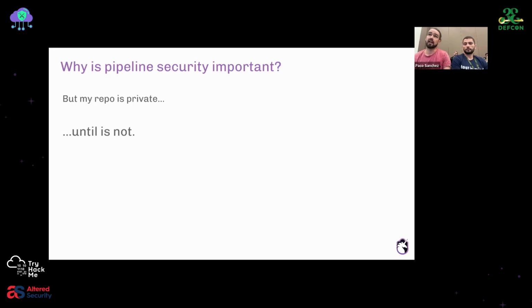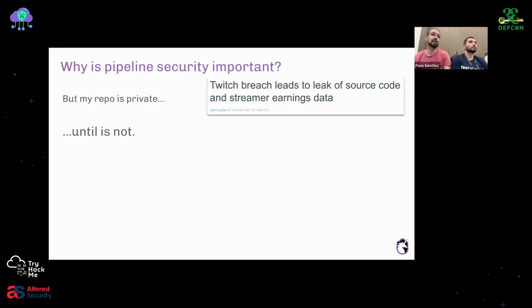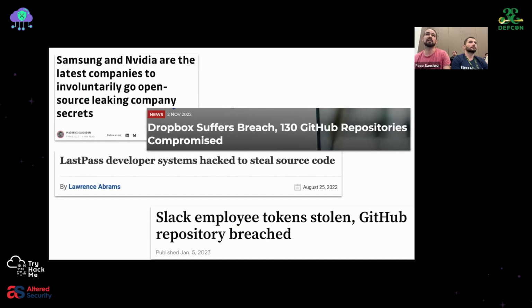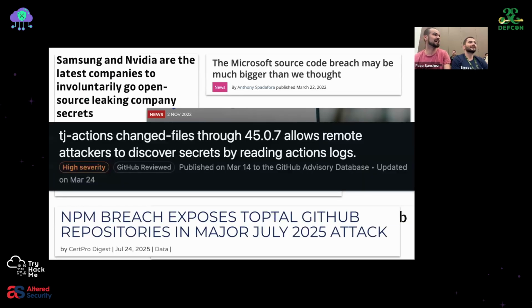Also, the attitude is like, yeah, my repo is private, until it's not. It's not like it happened 1 time, 2, 3, 4. It happens several times. I had to stop counting at some point, but a lot of people went open source unintentionally. So it's important to protect our pipelines because some people believe that they can have secrets in their pipeline because it's private and nothing will happen. Yeah, until it's not.